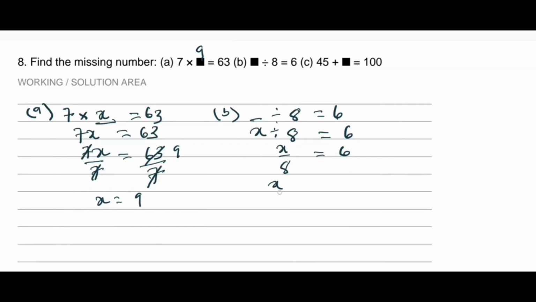So, x over 8 times 8 is equal to 6 times 8. So 8 will cancel 8. And then 6 times 8 will be what? What is 6 times 8? So 6 times 8 is 48. So B, the missing number for B is 48. Have you seen it?